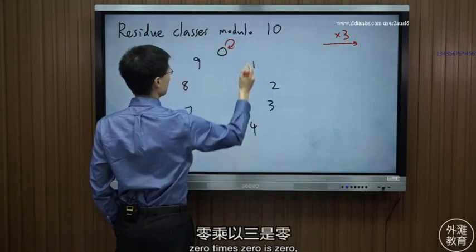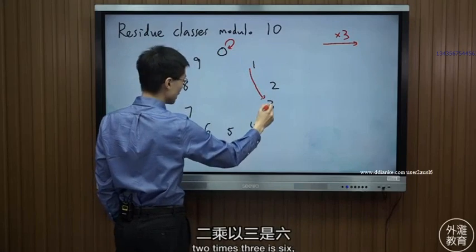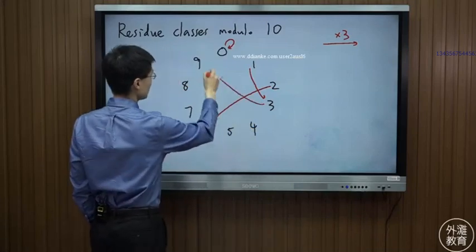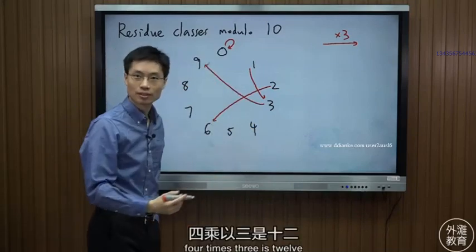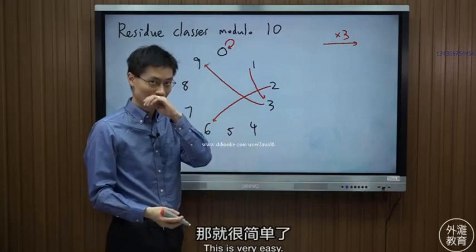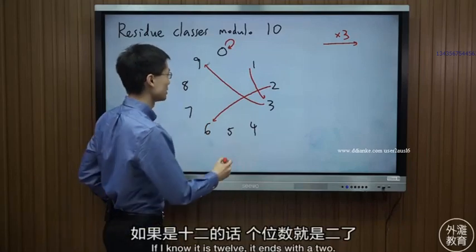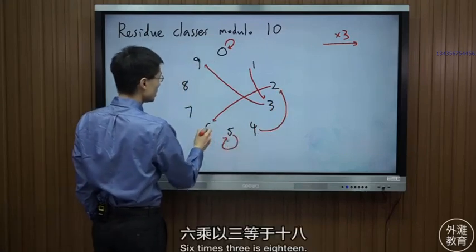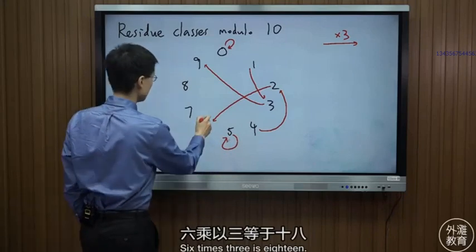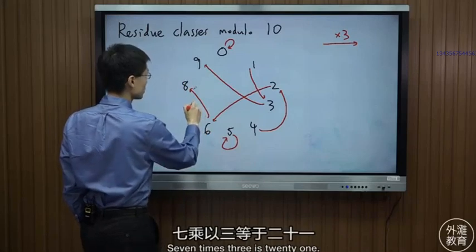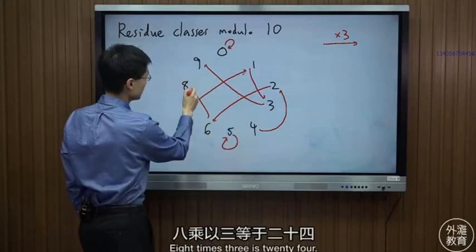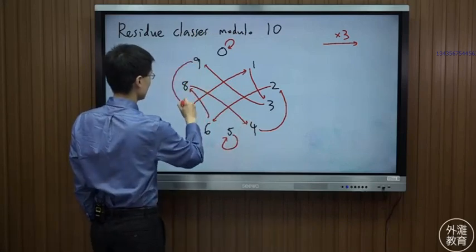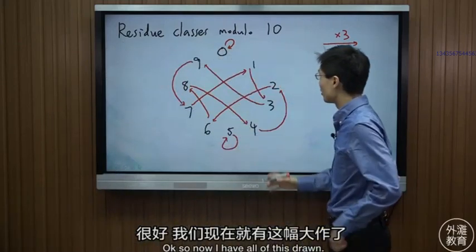So now let's continue and do this. 0 times 3 is 0. 1 times 3 is 3. 2 times 3 is 6. 3 times 3 is 9. 4 times 3 is 12. But because we're doing things mod 10, this is very easy. If I know it's 12, it ends with a 2. 5 times 3 is 15. 6 times 3 is 18. 7 times 3 is 21. 8 times 3 is 24. And 9 times 3 is 27. Okay. So now I have all of this drawn.